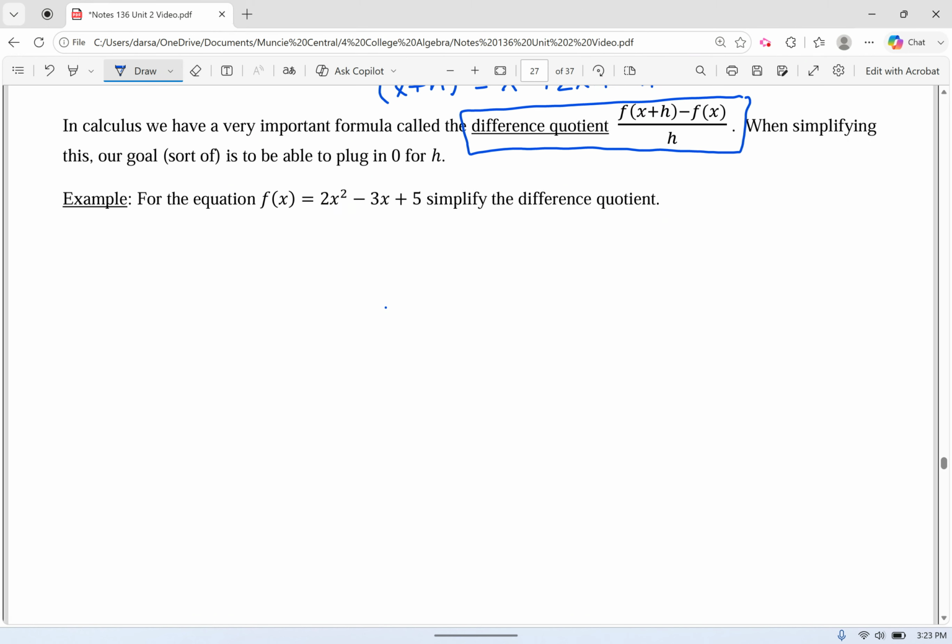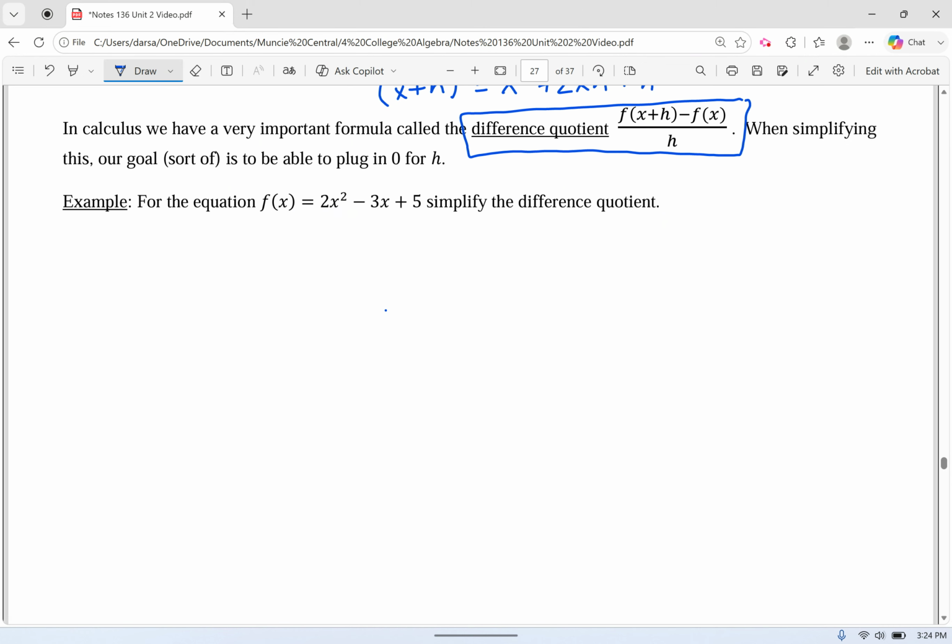This formula literally defines all of calculus. If the formula doesn't exist, the entirety of calculus doesn't exist, which is a big problem. So in pre-calculus, we don't need to know the calculus-y part of it, but we do need to understand how to manipulate it algebraically. So that will be our job today, how to use the difference quotient and simplify it for various different kinds of quadratics and other equations.